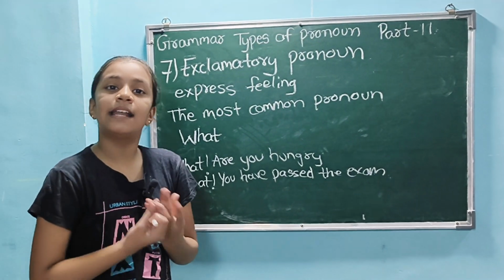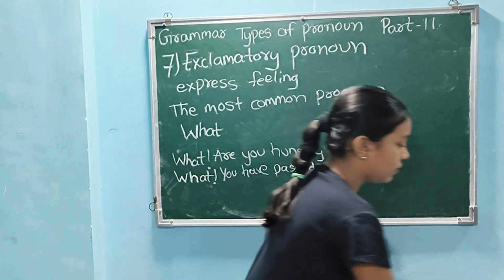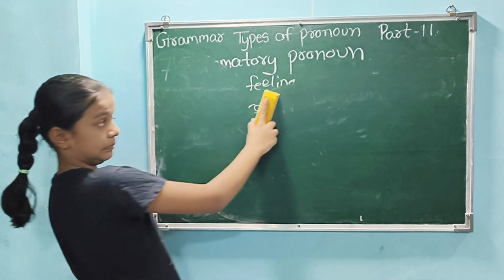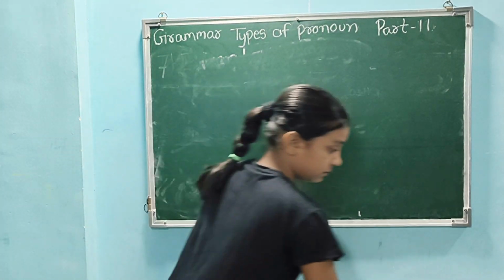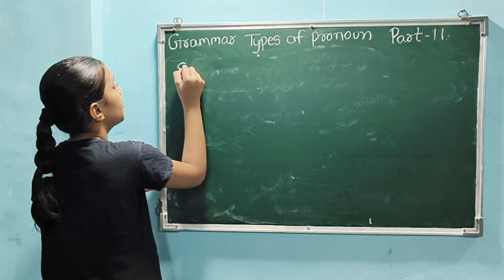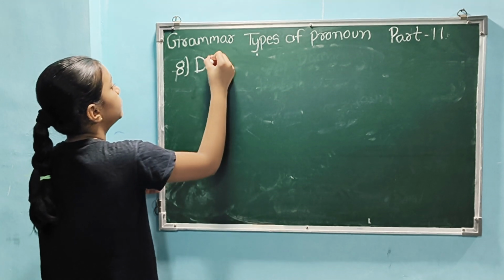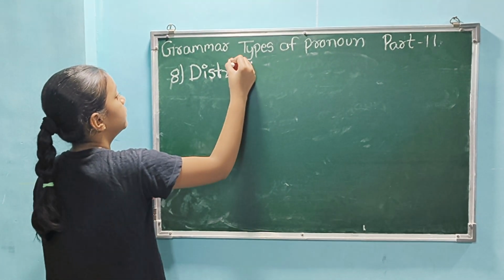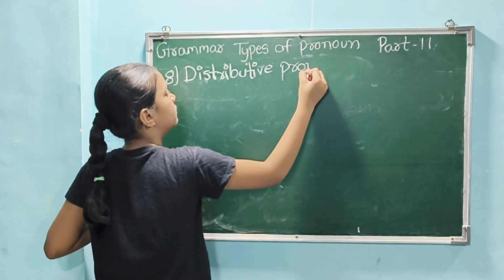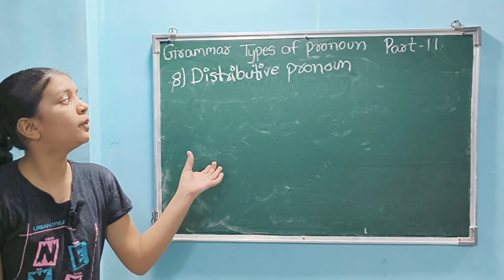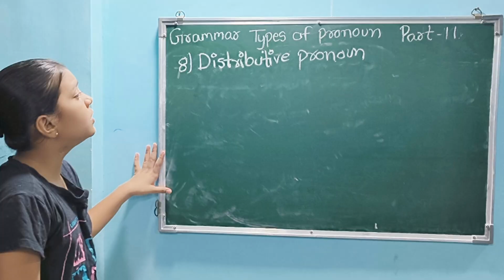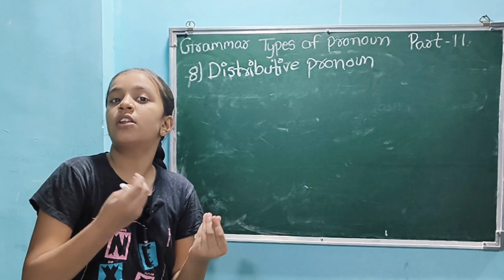So let's move towards our next type of pronoun, and that is distributive pronoun. So distributive pronoun is the eighth type of pronoun. Here distributive pronoun means it talks about only one person or thing at a time. Understood? It talks about only one person or thing at a time.